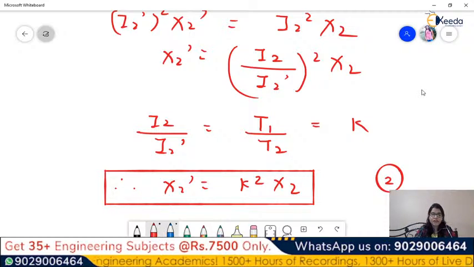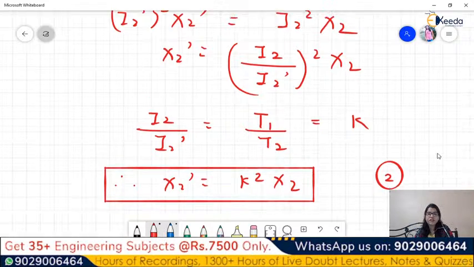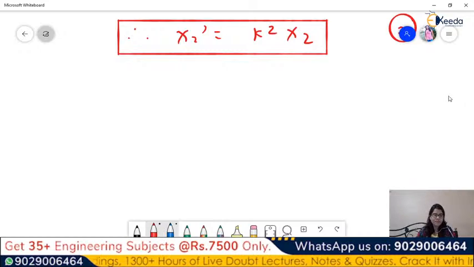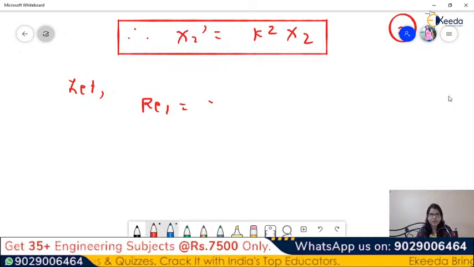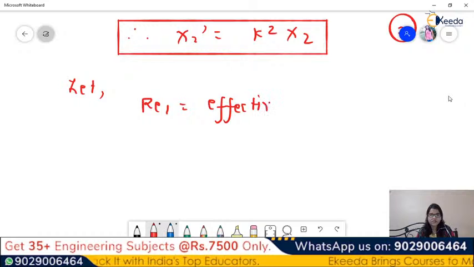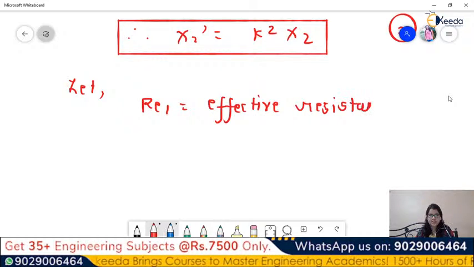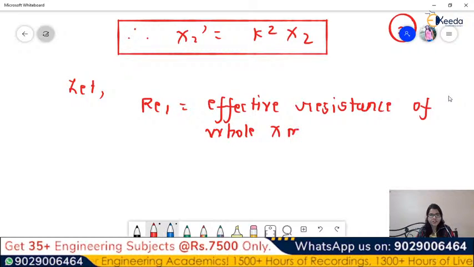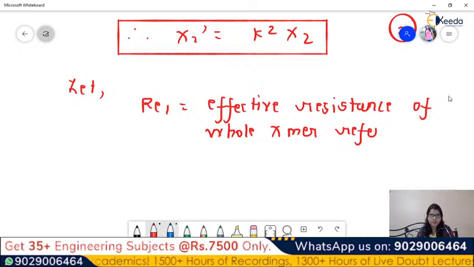So in this way, we have found the formula for the resistance of secondary transferred to the primary side. Similarly, we have found the value for the reactance of secondary that is transferred to the primary side. Similarly, we can do it for the impedance as well. Now, let Re1 be equal to the effective resistance of the whole transformer. Now we are not going to talk just about primary or secondary winding. Let it be the effective resistance of the whole transformer, but referred to primary. Whole transformer referred to primary winding.